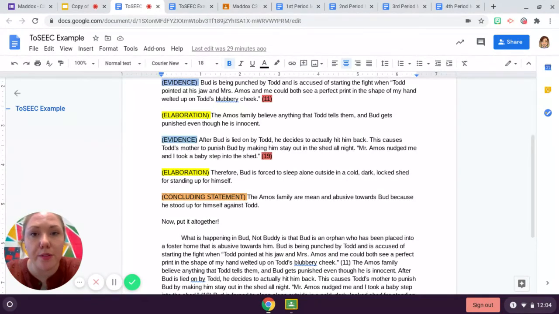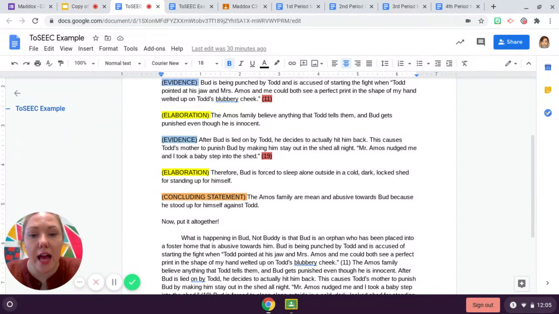A transitional word is a word that you use to tie in two ideas in two separate sentences to elaborate. So here's my elaboration. Some examples of transitional words, where I'm transitioning from one idea to the next, are although, however, otherwise, therefore. These are examples of transitional words. I've used therefore. Therefore, Bud is forced to sleep alone outside in a cold, dark, locked shed for standing up for himself.